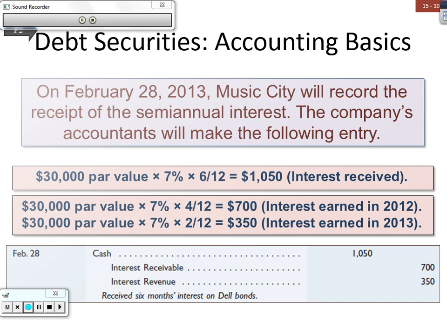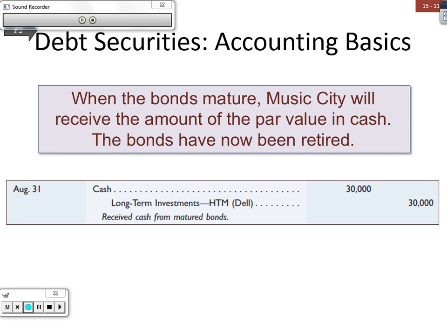So when a bond matures, because we did say hold until maturity, right? We are just basically retiring this bond at the face value in which we sold it. So when the bonds mature, Music City is going to receive the amount of par value in cash. So no interest, none of that. Debit to cash for $30,000 that they're receiving, and a credit to held to maturity investment of $30,000. Basically taking it out of that investment account, putting it into cash, and retiring it.